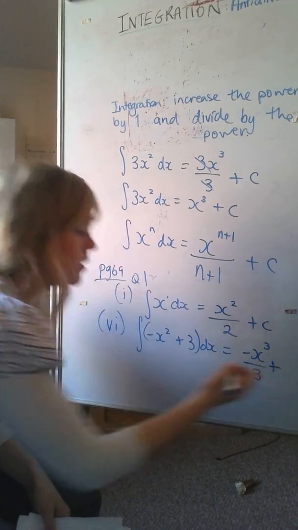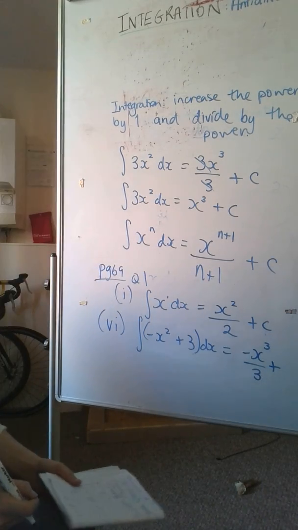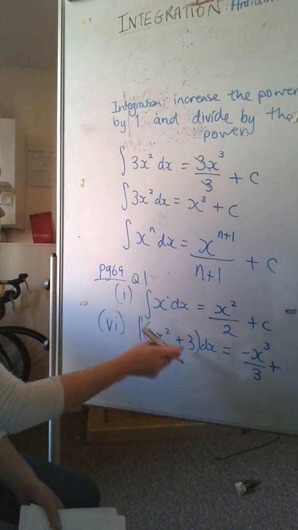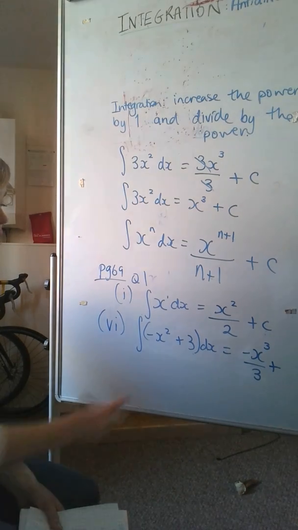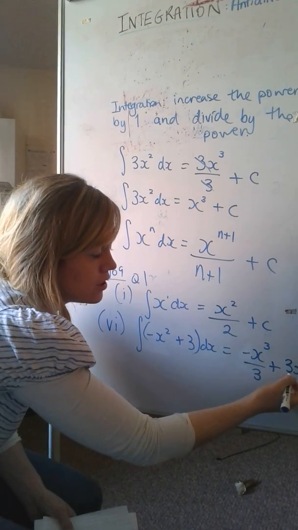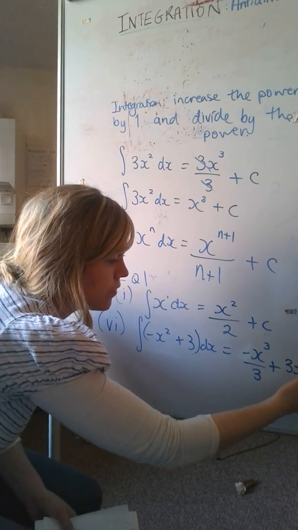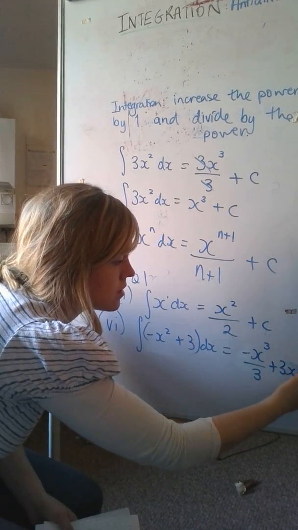Okay, plus 3x. Now, if it's a constant, if you think about it, if that had been something differentiated, the answer to that, if it was x, would have been 3x. So actually what you're doing with a constant is you are increasing it by 1. So 3 will just become 3x. And you divide by your new power, which is just 1, so I don't even need to put it in there. And then don't forget, and I'm running out of space here, always put in your plus c.